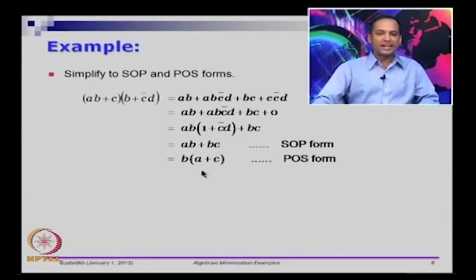It turns out getting the POS form from this is straightforward. B is common between these two, so B into (A plus C). So remember, the question is not asking you to do canonical SOP and canonical POS, we are just asking to write the simplified expressions for these forms. So in this case it turns out to be a straightforward process.